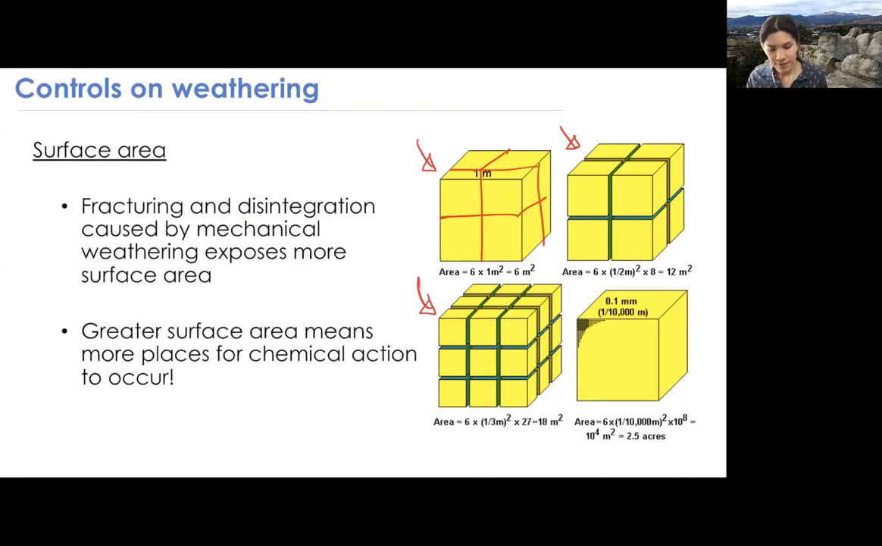And then finally, if instead of breaking it up evenly, we had just taken material off of the corners, and each of the pieces taken off of that corner has its own surface area. This results in scenario 4, where starting from 6 square meters of surface area, we now end up with 2.5 acres of surface area, or 10 to the 4th square meters. So as we get more and more surface area, we have more and more weathering.